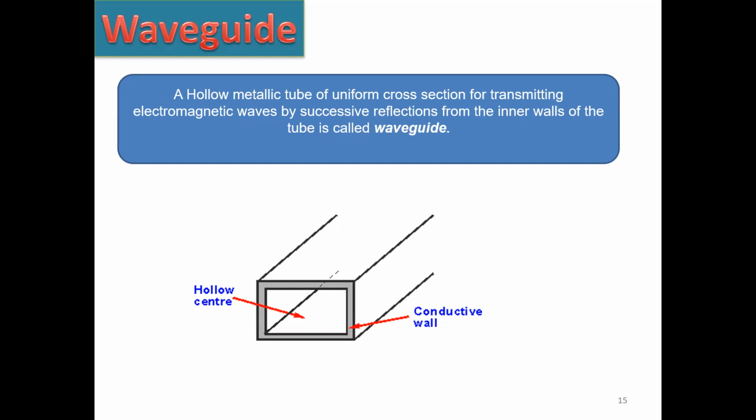That is the waveguide. A hollow metallic tube of uniform cross section for transmitting electromagnetic waves by successive reflections from the inner walls of the tube is called the waveguide. So the inner wall, the conductive wall, is the inner wall. Okay, it works in the inner wall.